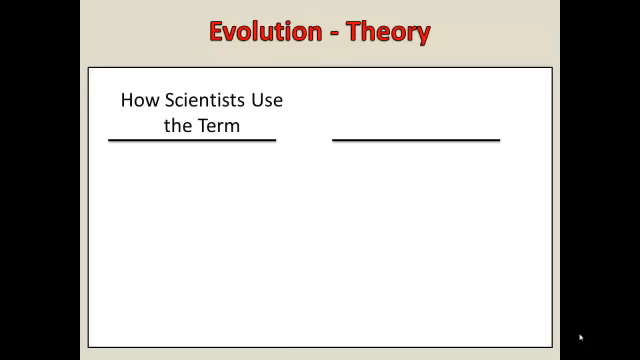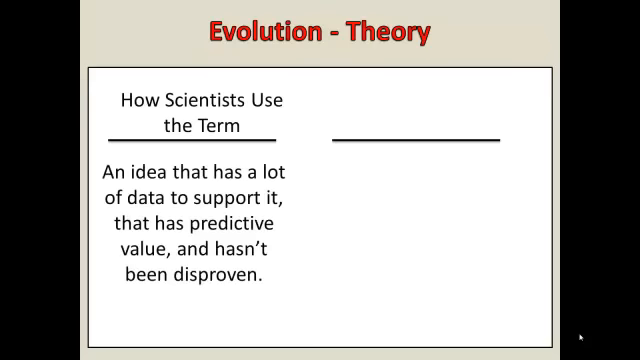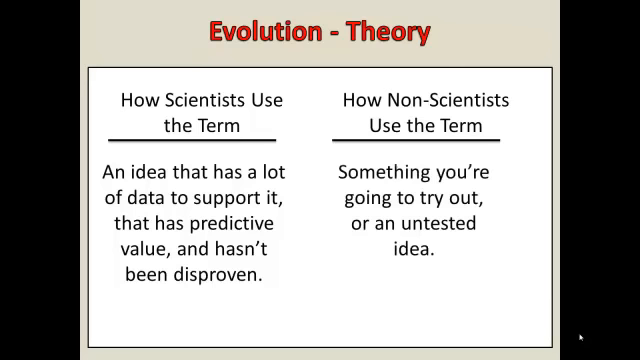Now let's talk about the term theory. First, let's talk about how scientists use the term. Scientists use the term theory to mean an idea that has a lot of data to support it, that has predictive value, and hasn't been disproven. How non-scientists use the term is something you're going to try out or an untested idea. In other words, the exact opposite. Isn't English great? In this class, we're going to be using the scientific meaning for the word theory.